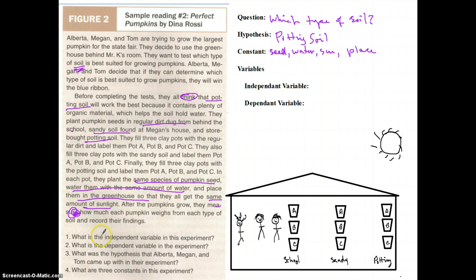The variables, what were we experimenting on? We were experimenting on the type of soil. And what was going to change depending on the type of soil? Well, that was the weight of the pumpkin. And again, we've got our independent, our dependent, our hypothesis, and at least 3 constants in our question.